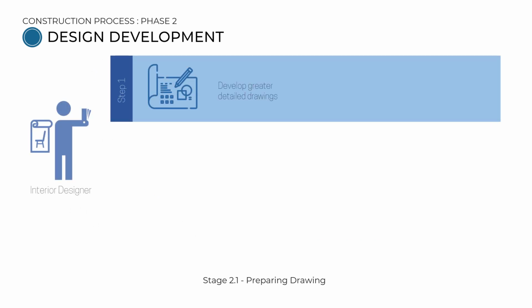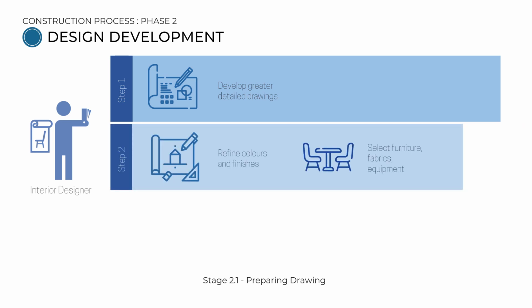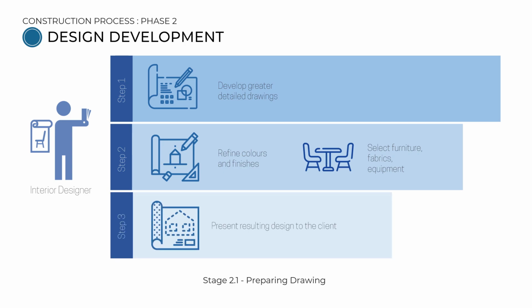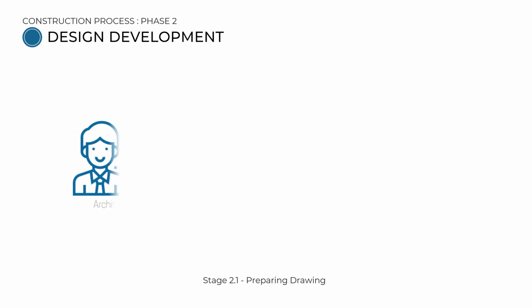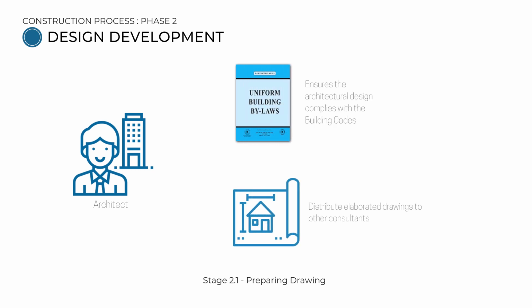The interior designer develops floor plans, elevations and other items in greater detail. Next, colors and finishes are refined and furniture, fabrics, equipment are selected. Finally, the resulting design is presented to the client for review, revision and final approval. The architect ensures that the architectural design and drawings comply with the building codes. Elaborated drawings are then distributed to the other consultants for further detailing according to their respective work scope.